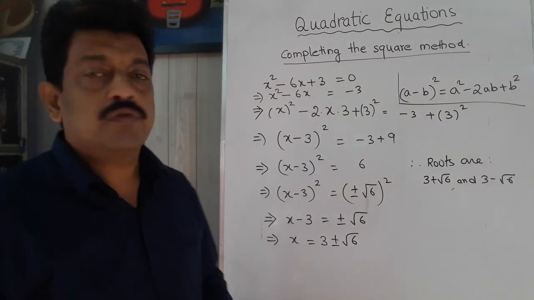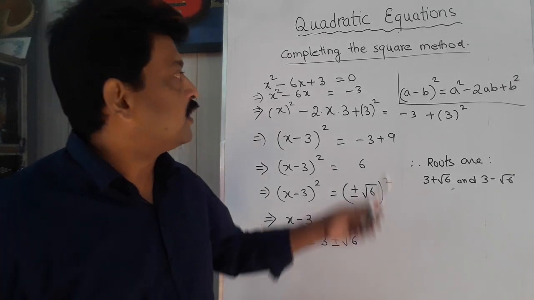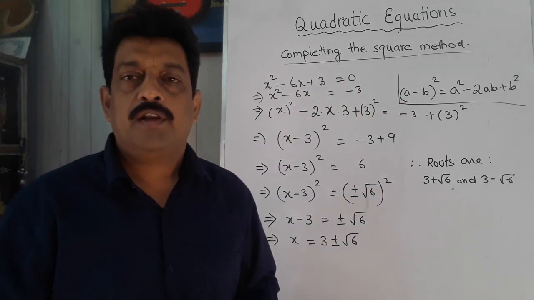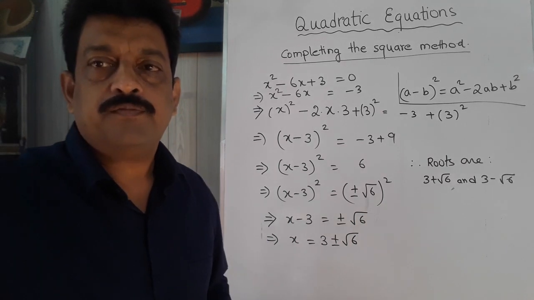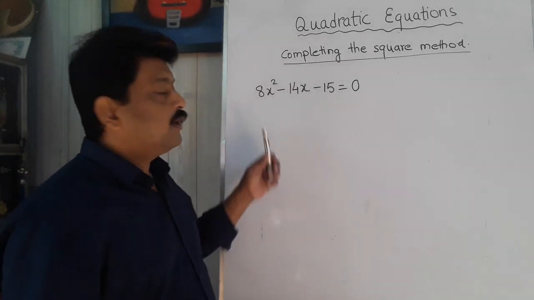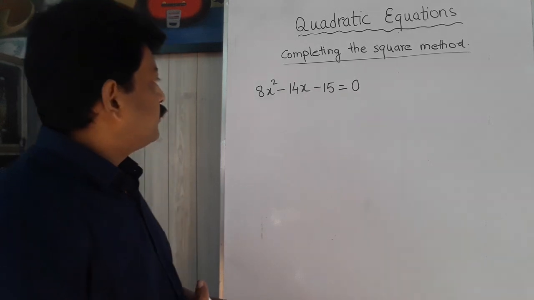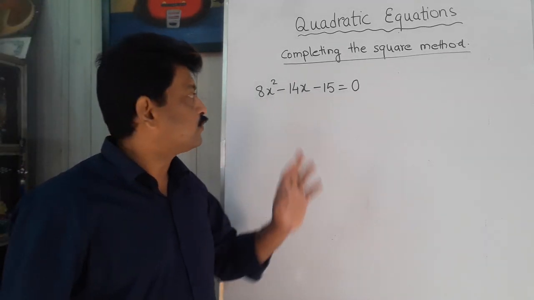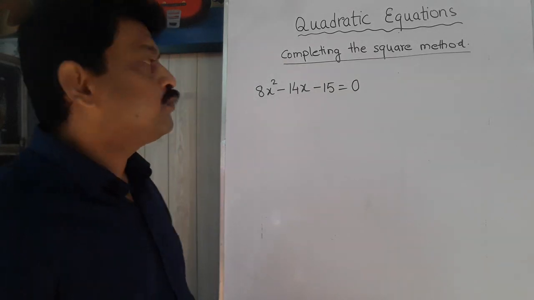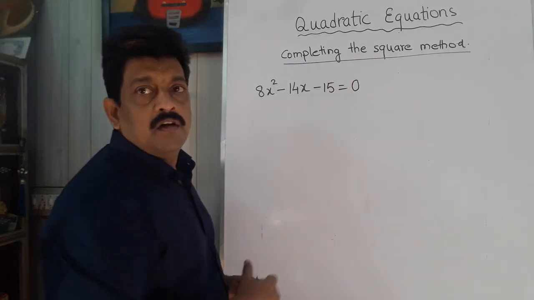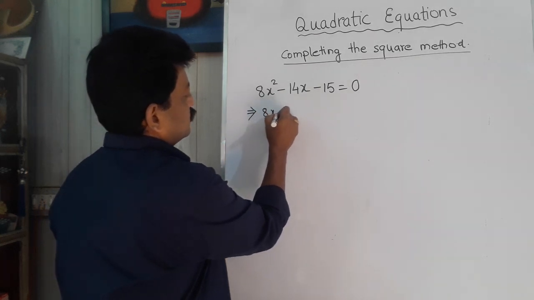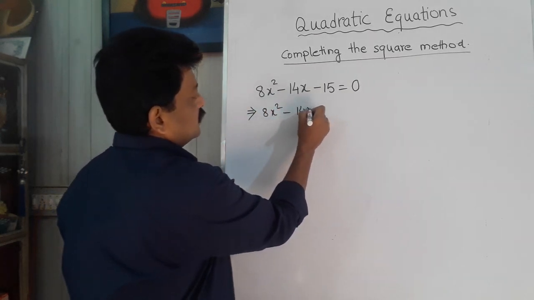Okay. So in this way, we have to apply the method called the completing the square method. Okay. Let me show you one more example. So here another example, 8x square minus 14x minus 15 equals 0. So the first step is to take the constant to the right hand side. 8x square minus 14x equals 15.